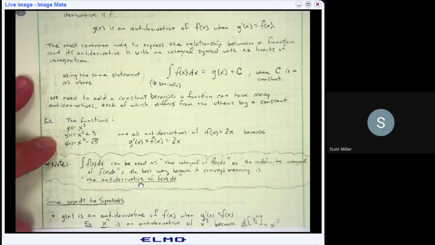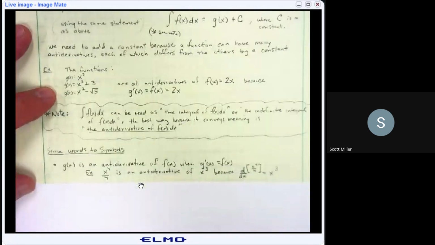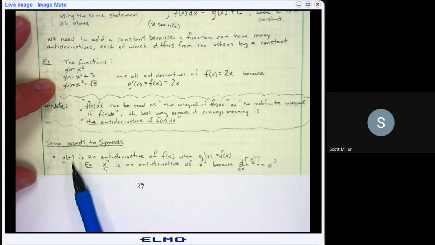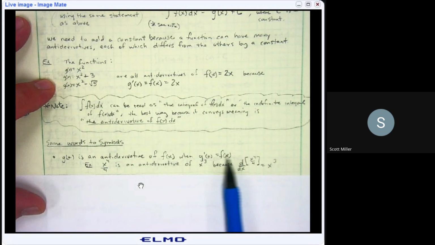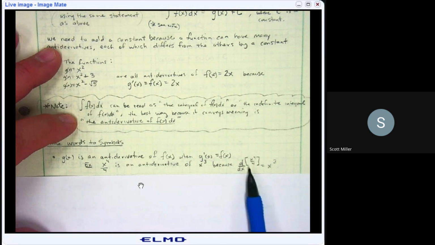Some words and symbols to know. G of x is an antiderivative of f of x when the derivative of g equals f of x. You want to get used to this notation, because otherwise you're going to get confused with some questions. This right here, x to the fourth over 4, is an antiderivative of x to the third, because if I take the derivative of this, I'll get x to the third.